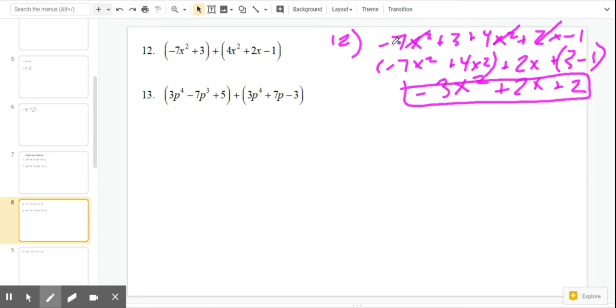So again, you group your like terms, and like terms have the same base and exponent, so the same power. And then you combine like terms, so just add the coefficients. So 13. This is addition again, so we don't need to distribute any negative, so I'm just going to drop the parentheses. So I'm just rewriting it right now.